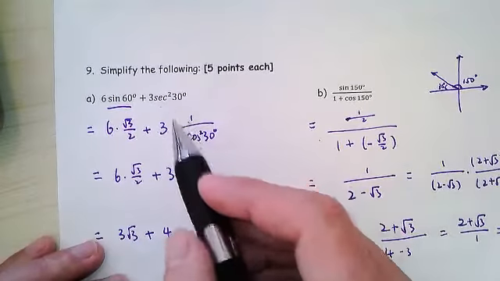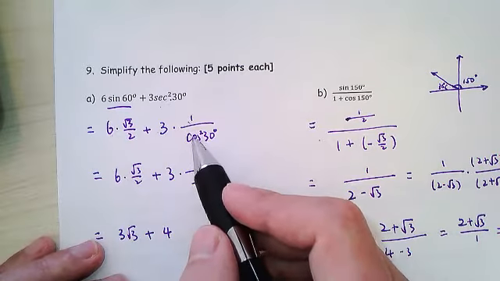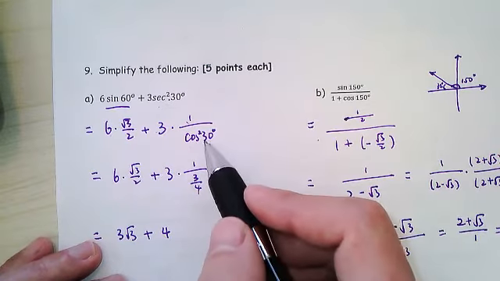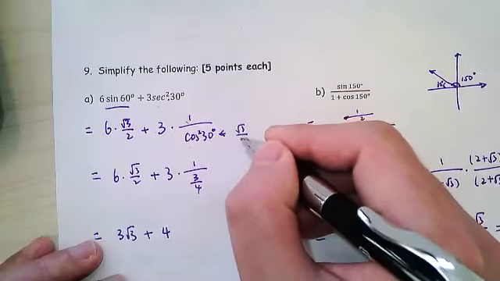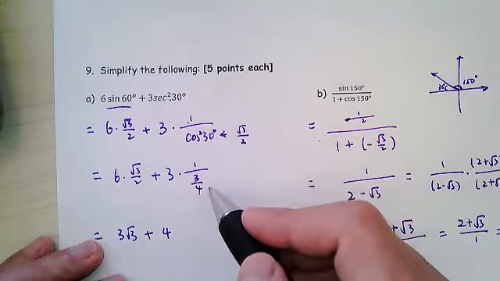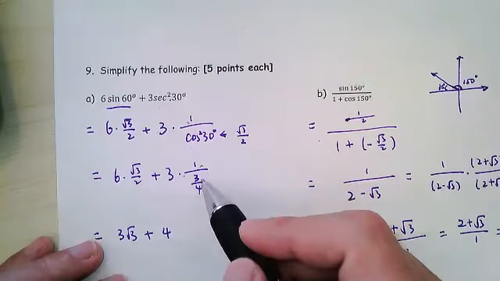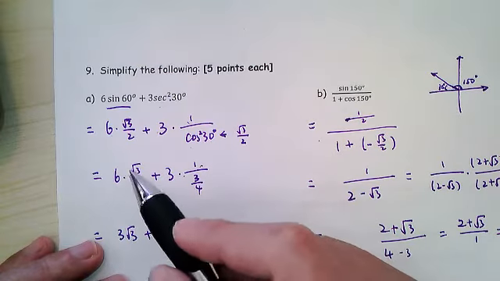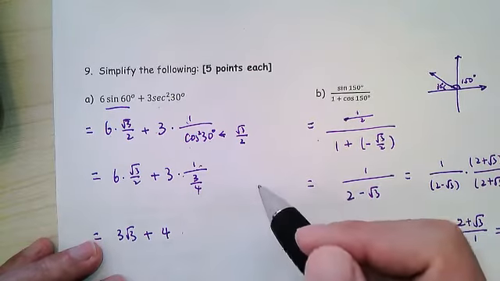What is secant? Secant is just 1 over cosine, but here it is secant squared. So you have 1 over cosine 30 degrees, squared. What is cosine 30 degrees? Cosine 30 is the same as sine 60, square root of 3 over 2. This squared is 3 over 4. So you have 3 times 1 over 3 over 4, which gives you 4. The final answer is 3 times square root of 3 plus 4. That's it.